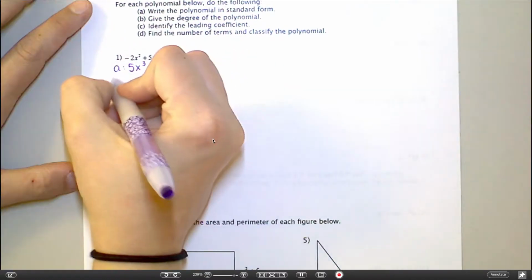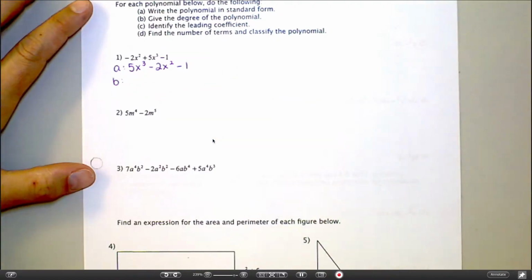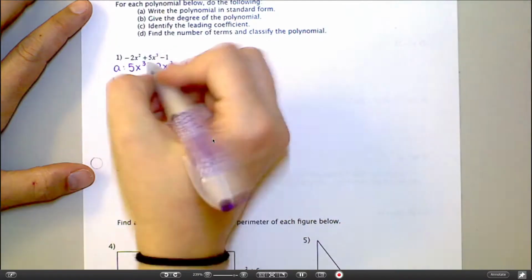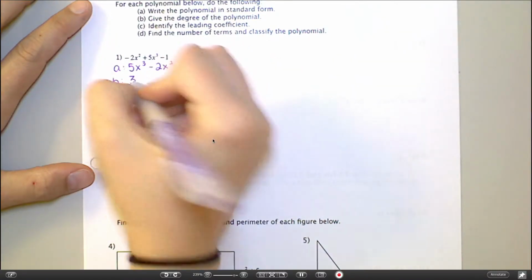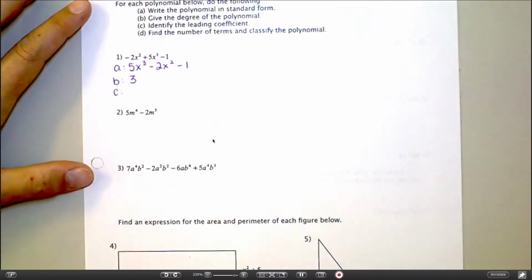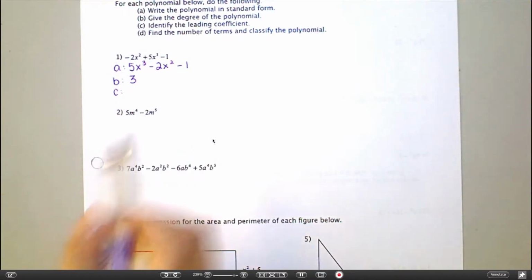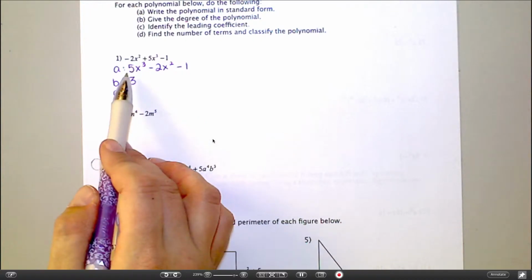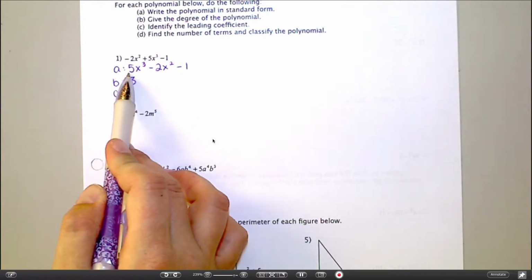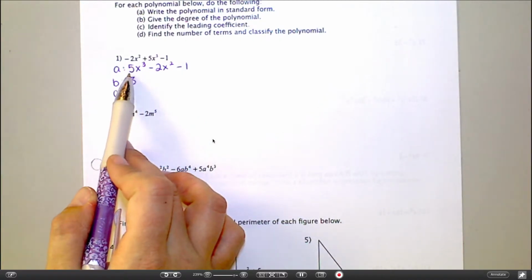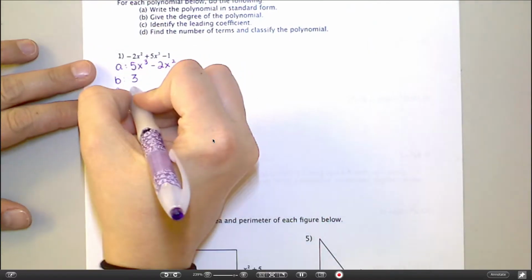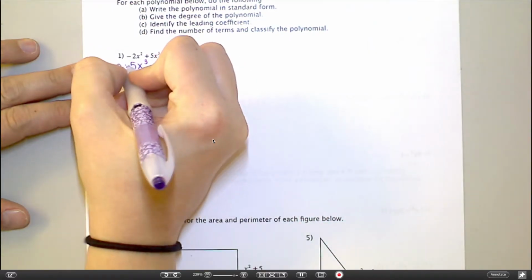The degree is just the largest exponent in the problem. What's the largest exponent? The 3. Yep. So my degree is 3. The leading coefficient is different from the degree. The leading coefficient is the coefficient on the first term once you have it in standard form. So here my leading coefficient would be the 5. It's just the number in front.